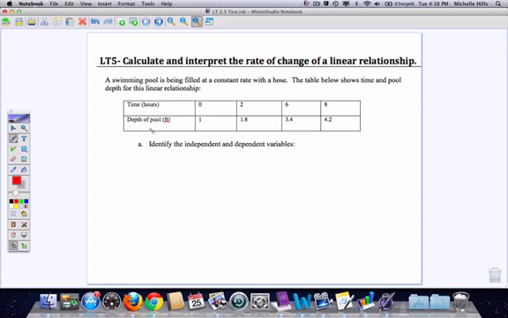This is where you ask yourself, does the time that passes depend on the depth of water in the pool, or does the depth of water in the pool depend on how much time has passed? Hopefully, if you ask yourself that question, you realize that the independent variable is time in this problem. And actually, quite often, the independent variable is time, not all the time.